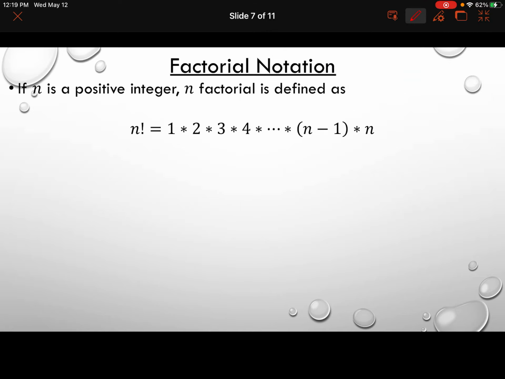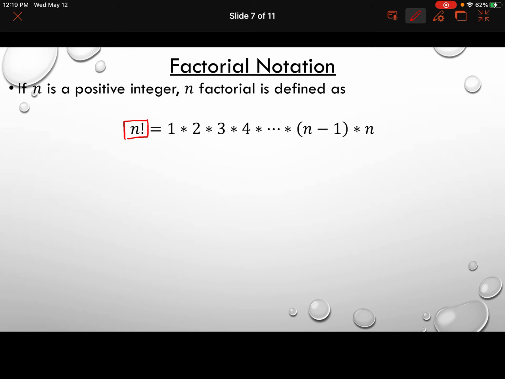So a couple things to make note of. The first is this, n exclamation point, okay? Exclamation mark. So whenever you see that notation, whenever you see a number, or in this case a variable, with that exclamation mark, it has a significance, and it is called a factorial. And it's basically, you're just multiplying all the consecutive integers, all the way up to whatever n is.